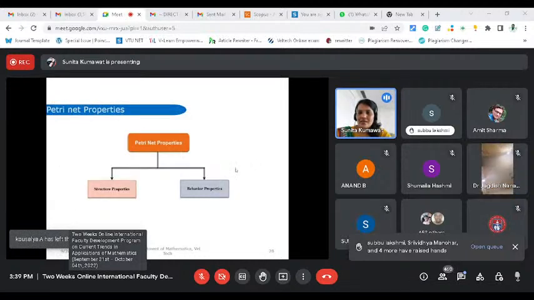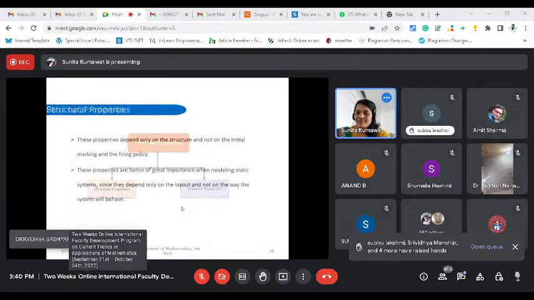Now we are basically discussing the properties of the Petri net, because when a system is given to us, we have to analyze it very carefully: what are the requirements for the system processes, and how we analyze the system structurally as well as behaviorally. So there are two types of properties. First one is structural property and second one is behavioral property.